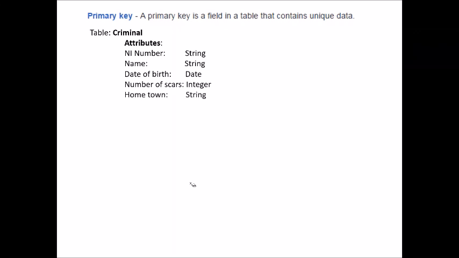And as mentioned, a primary key is a field in a table that contains unique data. So in this table, we need to identify which field should be primary key. If you have any idea, can you tell me which should be the primary field in this criminal table?